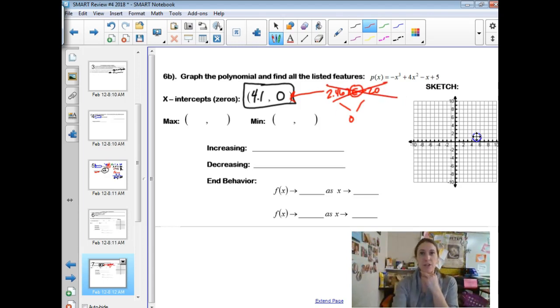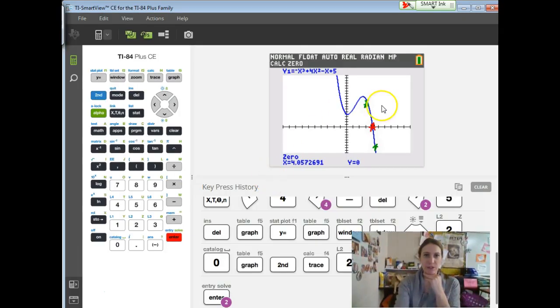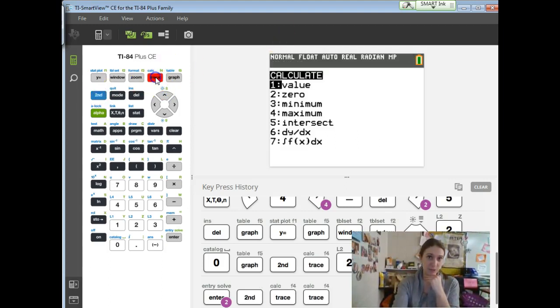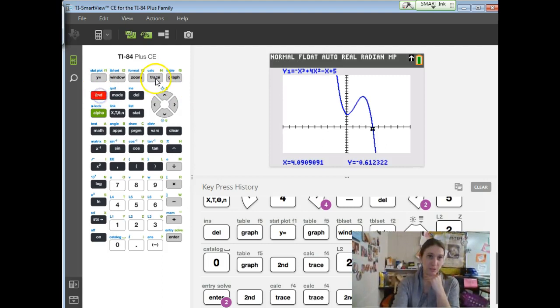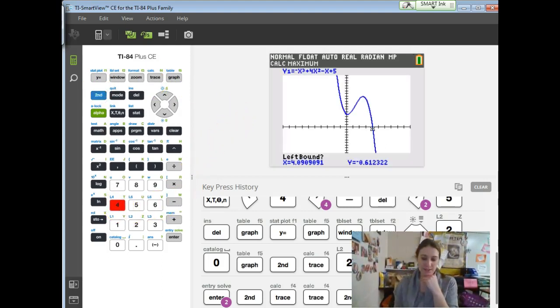Alright, max and min. There's one of each on this graph. So it doesn't really matter who you find first, but I'm going to find the maximum first because I feel like it. So this time, when you go to the command menu, you need to choose the correct one. So if I'm going to find maximum first, I'm going to choose maximum, which is 4. And then when it says left bound, right bound, they're referring to this maximum.